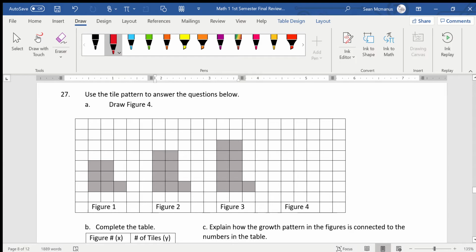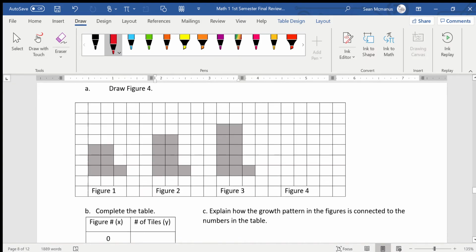All right, video number 7. Starting with problem 27, use the tile pattern to answer the question below. So let's see what this is asking us for here.